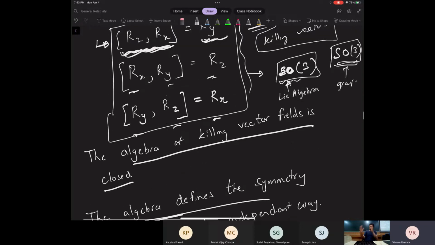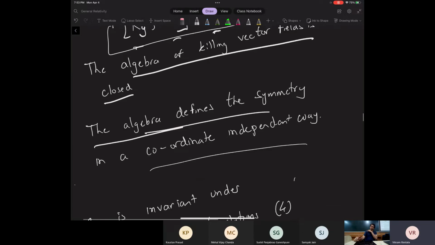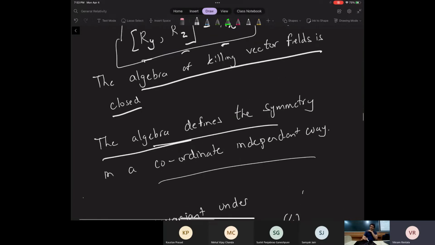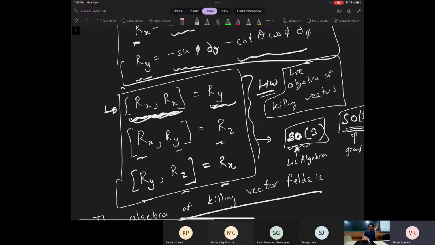This idea is more general. It can be true for other groups besides SU(2) and SO(3). So this algebra defines a symmetry, and the symmetry is now expressed in a completely coordinate independent way. These two vectors, I don't care which coordinate basis I express them in, they will always give me Ry, no matter which coordinate basis I use. So this algebra of these Killing vectors is basically coordinate independent.